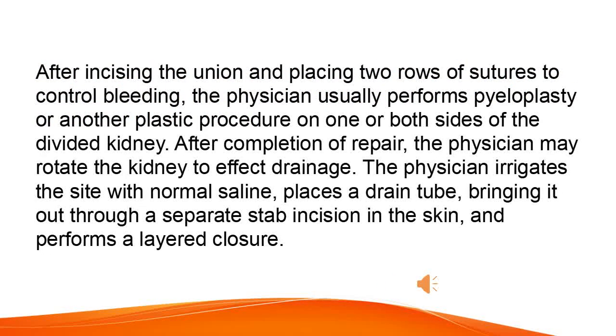After incising the union and placing 2 rows of sutures to control bleeding, the physician usually performs pyeloplasty or another plastic procedure on one or both sides of the divided kidney. After completion of repair, the physician may rotate the kidney to effect drainage. The physician irrigates the site with normal saline, places a drain tube, bringing it out through a separate stab incision in the skin, and performs a layered closure.